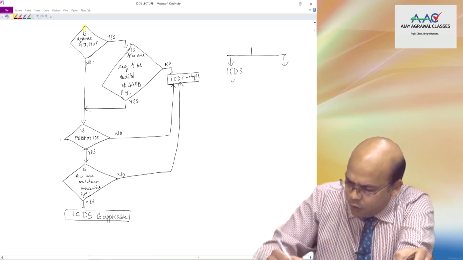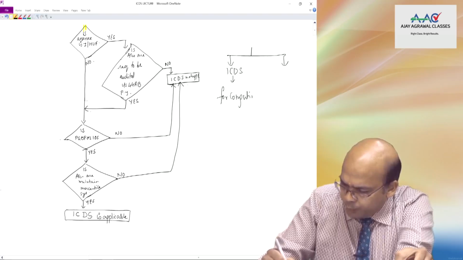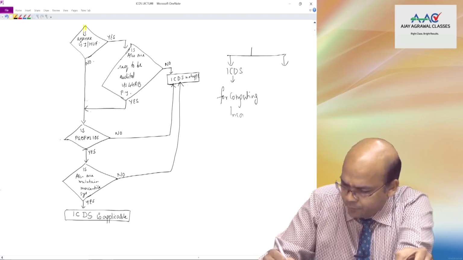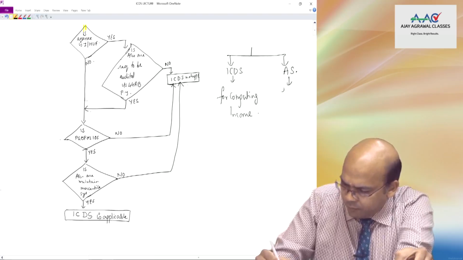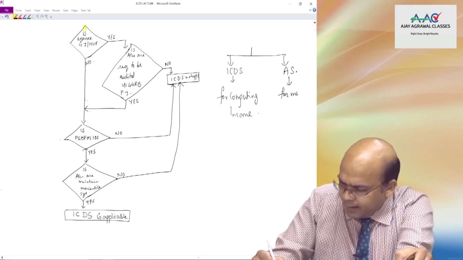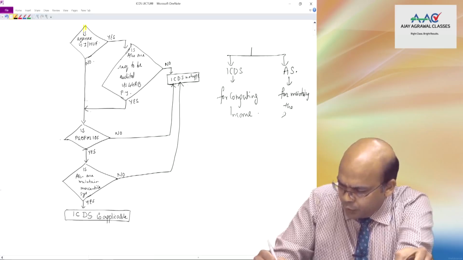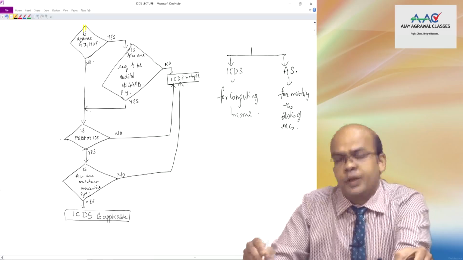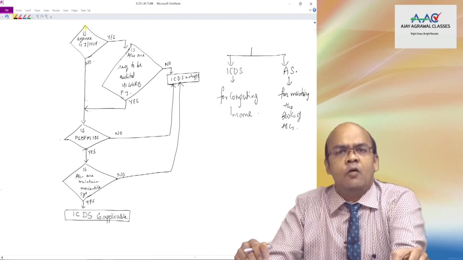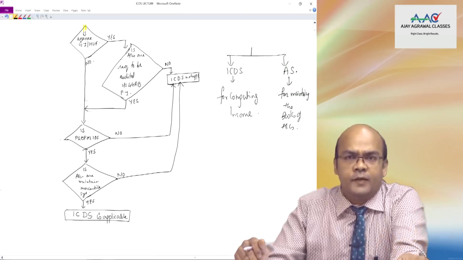ICDS is for computation of income, for computing the income, whereas accounting standards are for maintaining the books of accounts and to represent the statement of affairs, true and fair statement of affairs.